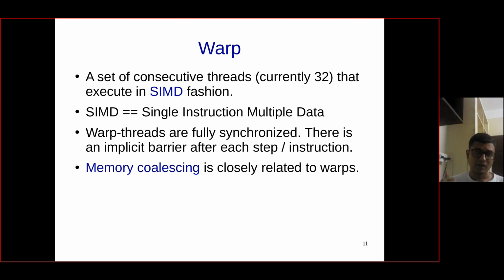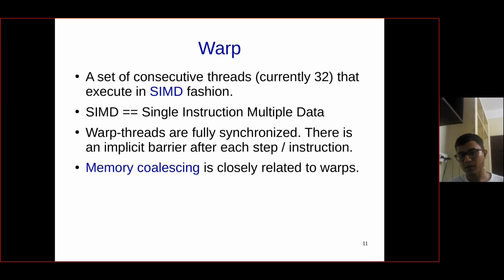And as I told in the previous slide, warp threads are fully synchronized, meaning there is an implicit barrier after each and every step of each and every instruction. If there is an instruction I1 and then an instruction I2, it will never happen that some threads of the warp are executing I1 and other threads of that same warp are executing I2, because there is an implicit barrier between each and every instruction. Once all 32 threads of the warp finish instruction I1, only then will they proceed to instruction I2. And yeah, so that's the third one.